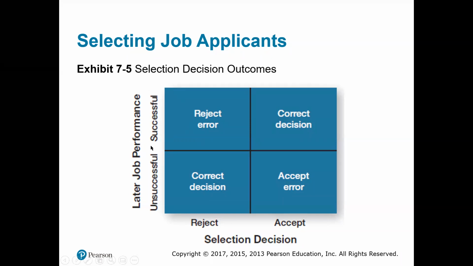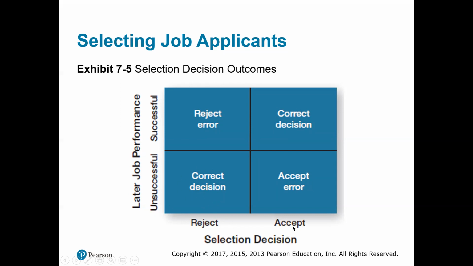If the job performance is great, you've selected them, it's a correct decision. Let's think about unsuccessful performance. You rejected somebody, they went somewhere else and they're extremely unsuccessful. So it's a correct decision. You rejected the guy, and it's good because the person went somewhere else and he's done a terrible job. So that's a correct decision.